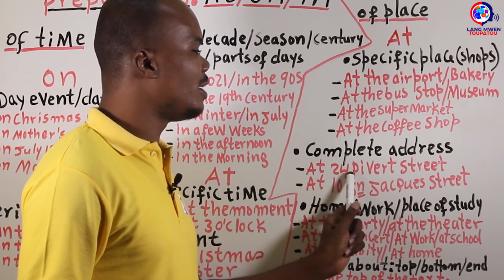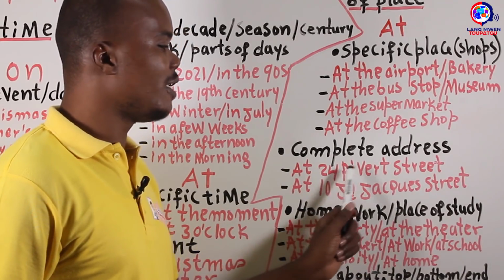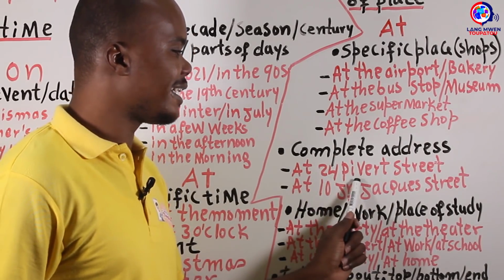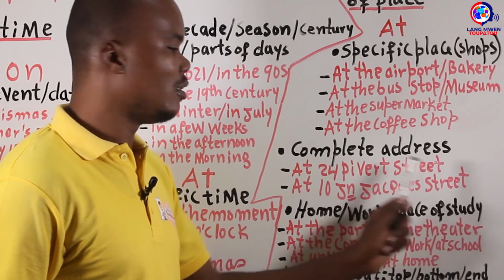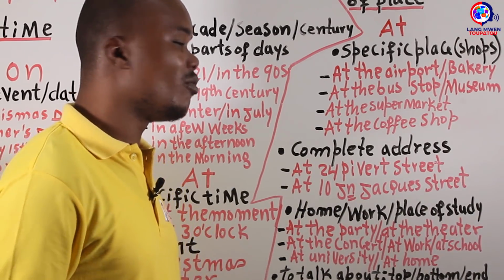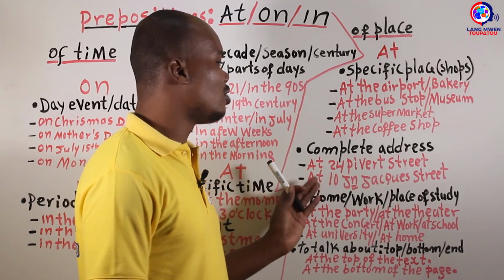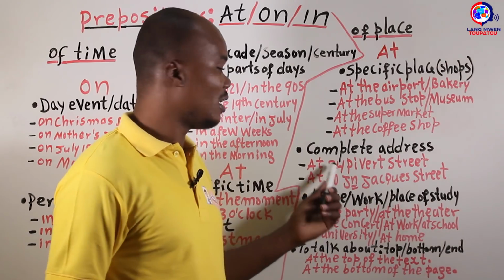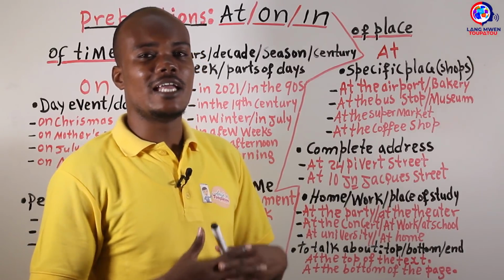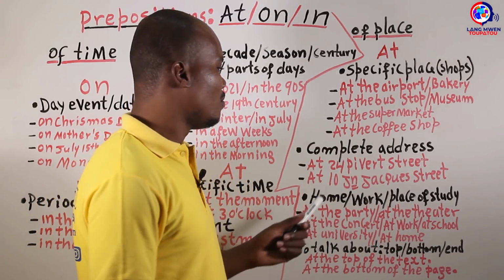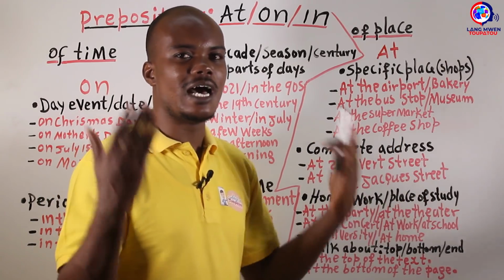So, I say at 24 Peaver Street. Now you give the address completely. The address is complete. Now you say at 24 Peaver Street, or at 10 Jean-Jacques Street. You put the number, or you put the name of the street with the word street there. Now you talk about a complete address. For example, at 24 Peaver Street, at 50 Dessalines Street, at 20 Pétion Street. Okay, so you use preposition at for a complete address.